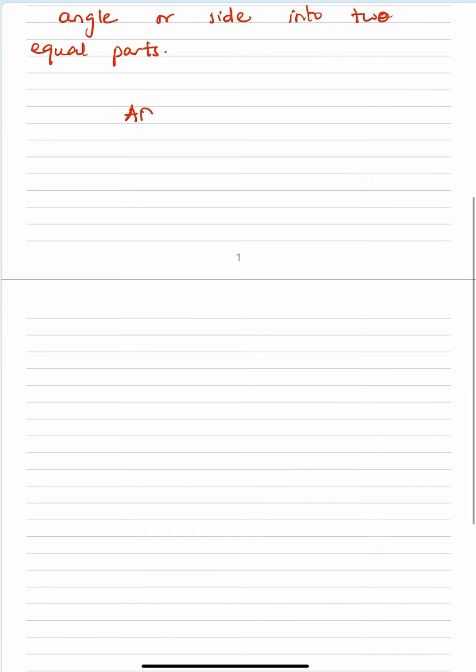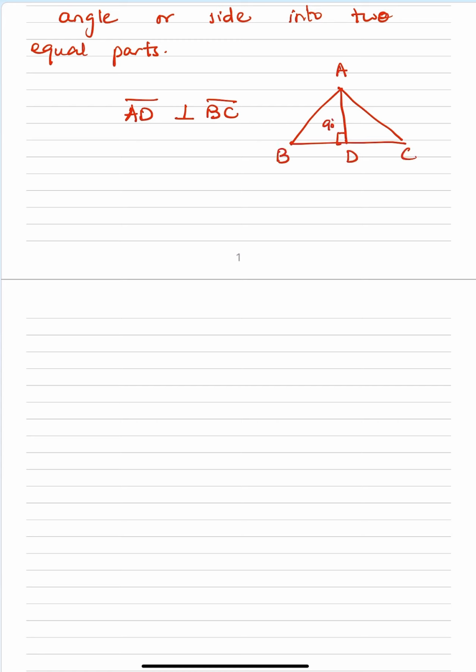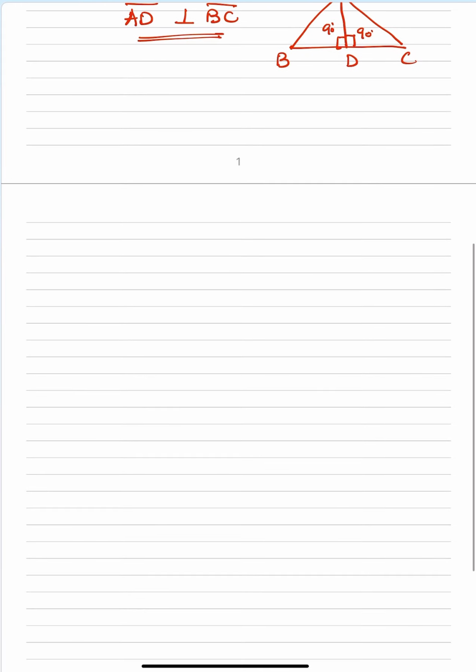Now for AD to be perpendicular to BC in this triangle, we have to prove that this is 90 degrees and this is also 90 degrees. Then we can say that AD is perpendicular to BC. If it were given to you that it is perpendicular, then this would be 90 degrees. But here we have to prove it. Why this? Because the definition of perpendicular bisector is what?